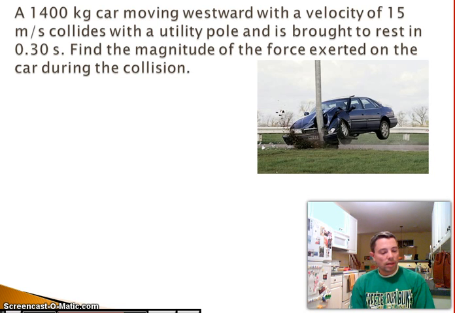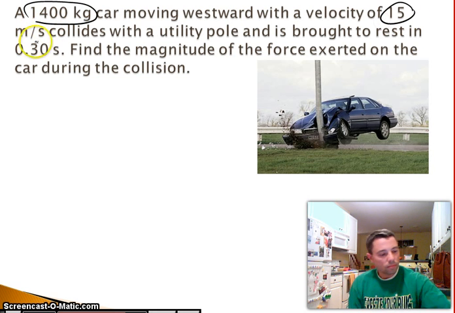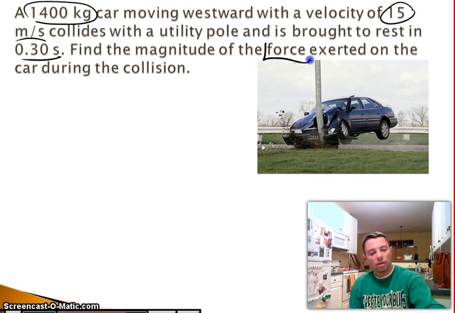Alright, last thing I've got here on our video is an example problem. So here we have our car, and it's going to have a big change in momentum because it seems to have run into a light pole. So again, we know the mass of our car is moving westward. It has a velocity, collides with the utility pole, and is brought to rest in that much time. So now we're looking for the force.